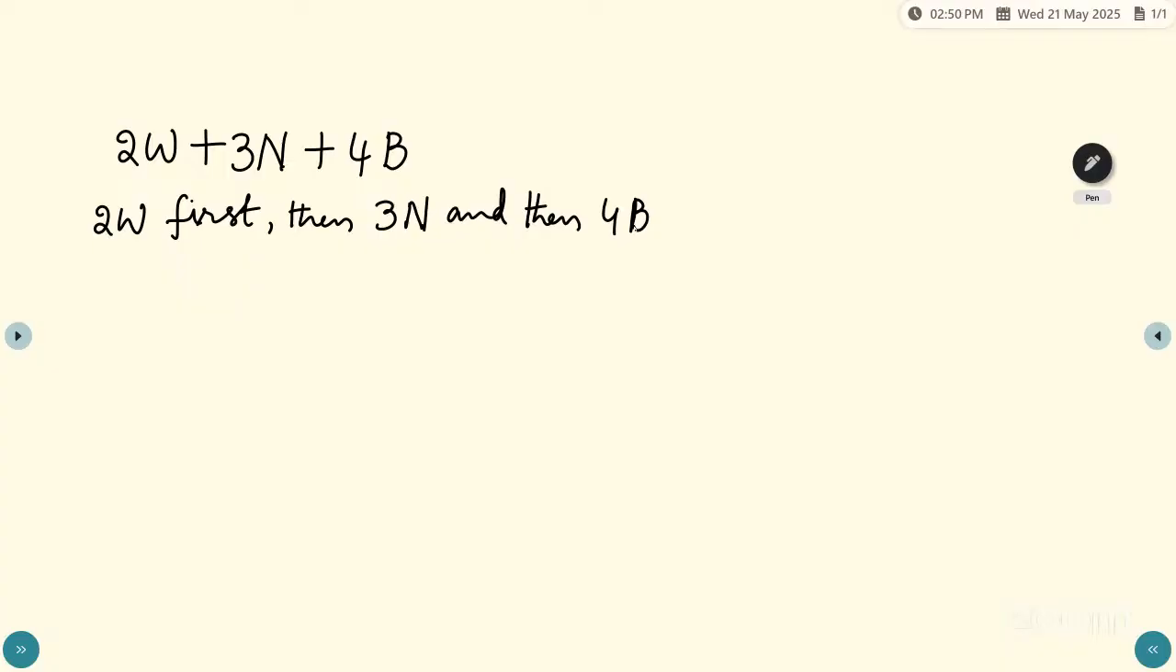Okay. Then what is the probability that 2 washers first, 3 nuts, and then 4 bolts are drawn from the box? Write down, were drawn from the box. Come on, listen.